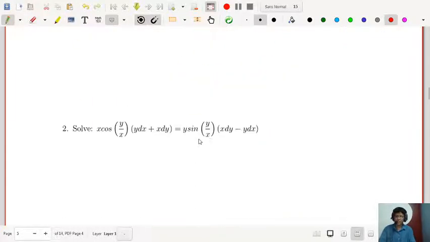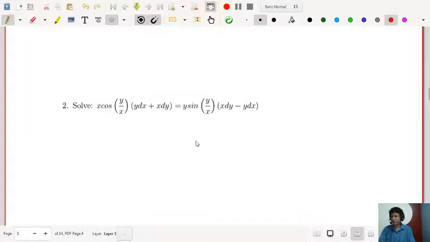Next, let us take another example. x cos of y by x into y dx plus x dy equal to y sine of y by x into x dy minus y dx. So how will you solve this one?